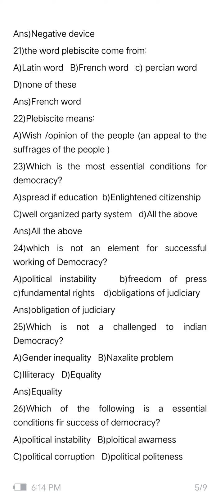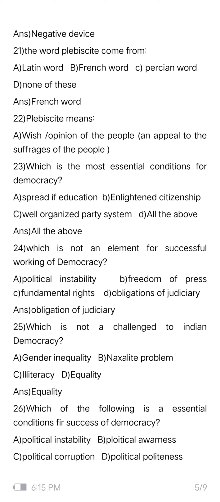Next question is, which is the most essential condition for democracy? Option A, spread of education; option B, enlightened citizenship; option C, well organized party system; and option D, all the above. Right answer is all the above. Spread of education, enlightened citizenship, well organized party system, etc. are the essential conditions for democracy.